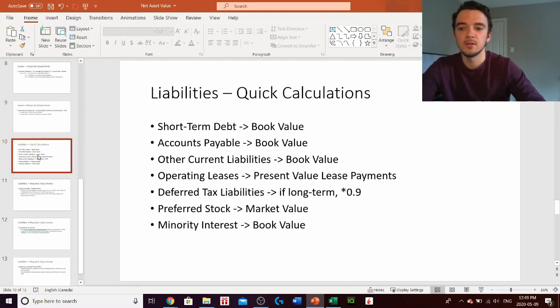So next is going to be the liabilities. Again, there's a lot of quick calculations. The short-term debt is going to be book value, accounts payable, and other current liabilities, all book value. The operating leases are going to be the same as the asset side, so they're going to cancel each other out on the liabilities and asset side. But again, it's a present value of lease payments. Deferred tax liabilities are going to do the same thing as deferred tax assets. If they're long-term, you're going to just multiply by 0.9 to discount the future payments. For preferred stock, you want to find the market value. And for minority interest, you're just going to be using the book value again.